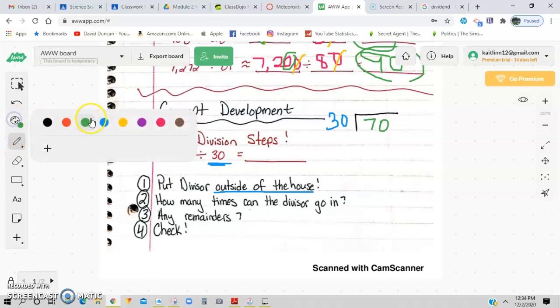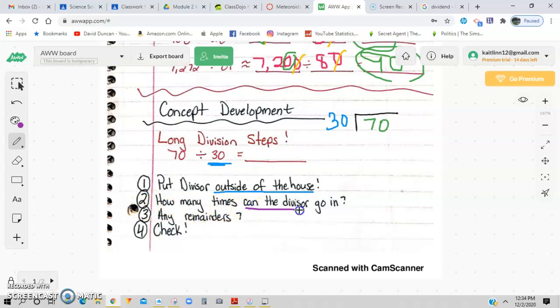After I've done that, what I need to do is see how many times the divisor can go in the house. How many times can 30 go into each one of these digits inside of the house? Looking at 30, I'm going to start with each digit of this number. Can 30 go into 7? No, it can't. So on top of the 7, I'm going to put a 0 or an X because I know 30 does not go into 7. It just doesn't. But now I'm going to go over one more digit. So now I have 70. Can 30 go into 70?